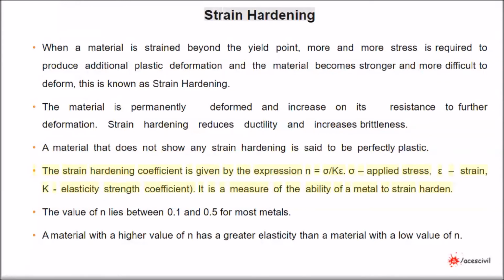The strain hardening coefficient is given by the expression N equals S/K. S is applied stress, E is strain, K is the elasticity strength coefficient. It is a measure of the ability of a metal to strain harden. The value of N lies between 0.1 and 0.5 for most metals. A material with a higher value of N has a greater elasticity than a material with a low value of N.